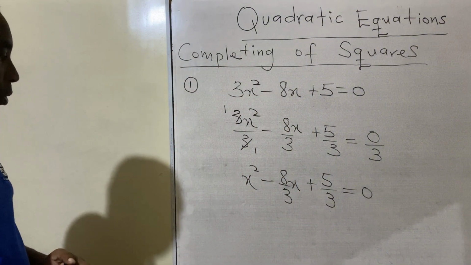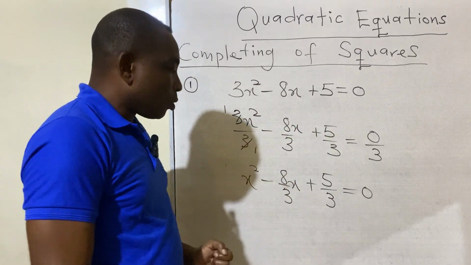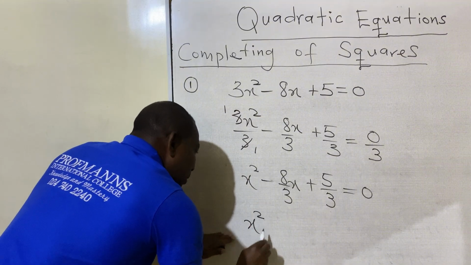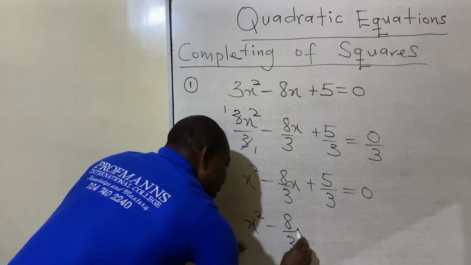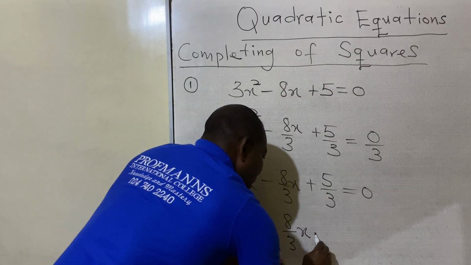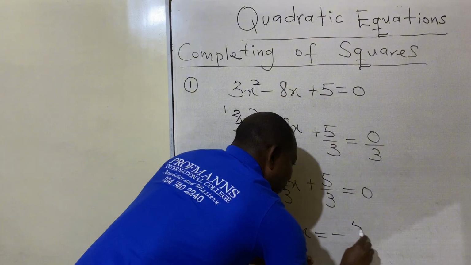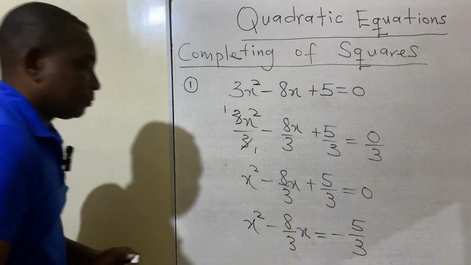The second step is to take the constant term to the other side of the equal to sign. So it will be x squared minus 8 over 3 x is equal to, when this crosses, it becomes minus 5 over 3.